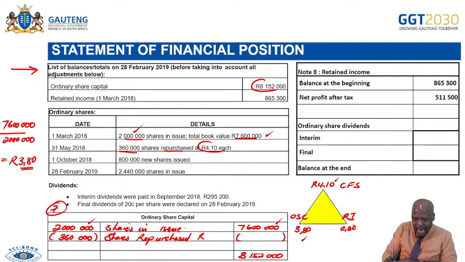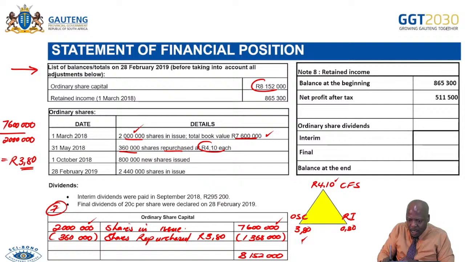But let's do it now. So we're going to come here and I'm going to say 360,000 shares repurchased at 3.80. How much is that going to give us? I need calculators. You're saying 360,000 multiplied by 3.80. How much do you get? 1,368,000. Okay, so we got that one.